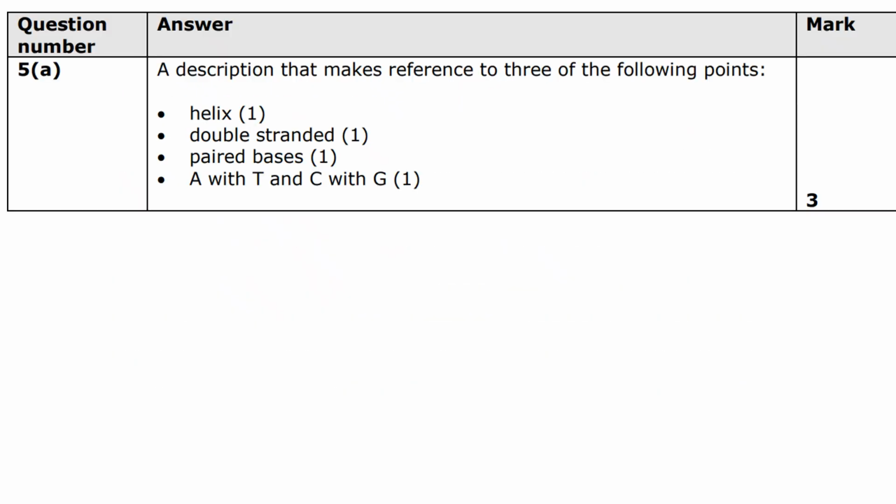Amazing. If you said the word double helix, double stranded, you get a mark. If you mentioned the bases, you get a mark. And the fact that A pairs with T and C pairs with G, to represent that complementarity, you also get a mark. So let me know how you did. Did you get 3 out of 3? And so on and so forth.